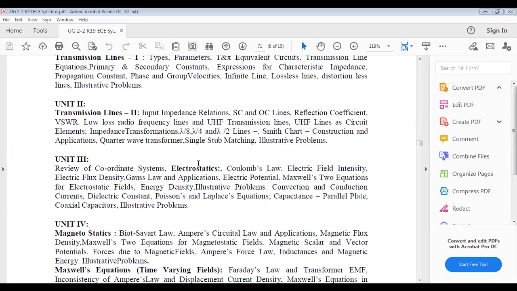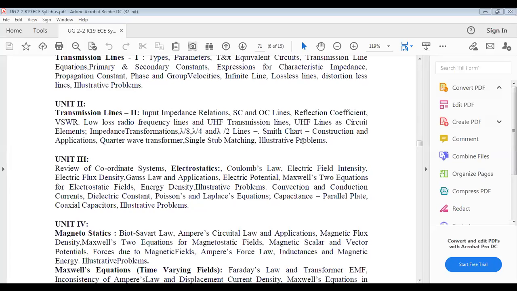So in transmission lines part 2, what is the derivation for the input impedance of the transmission line? For the short circuit condition and open circuit condition, what is meant by reflection coefficient and VSWR? Low loss radio frequency lines and UHF transmission lines, UHF circuit elements, and impedance transformations with lambda by 8, lambda by 4, lambda by 2. All these concepts are covered in the single topic of input impedance relations, right?